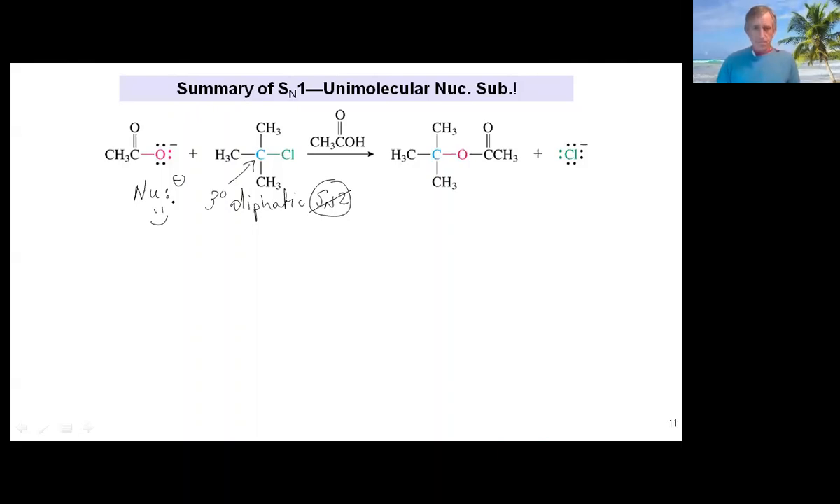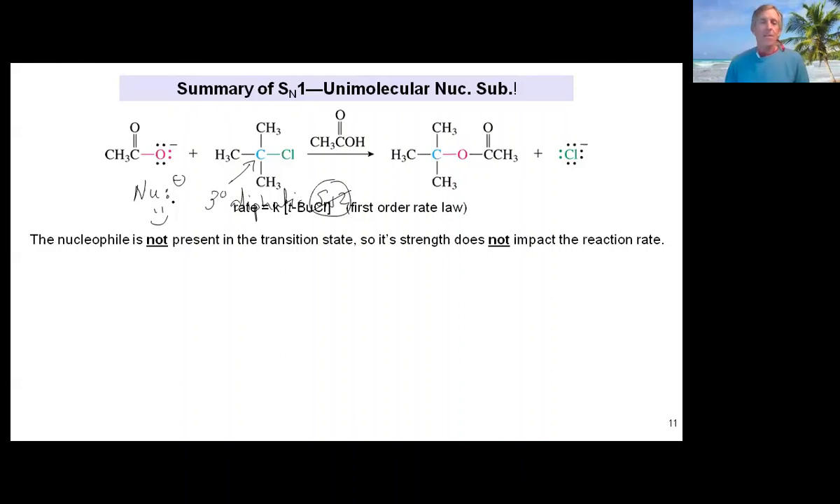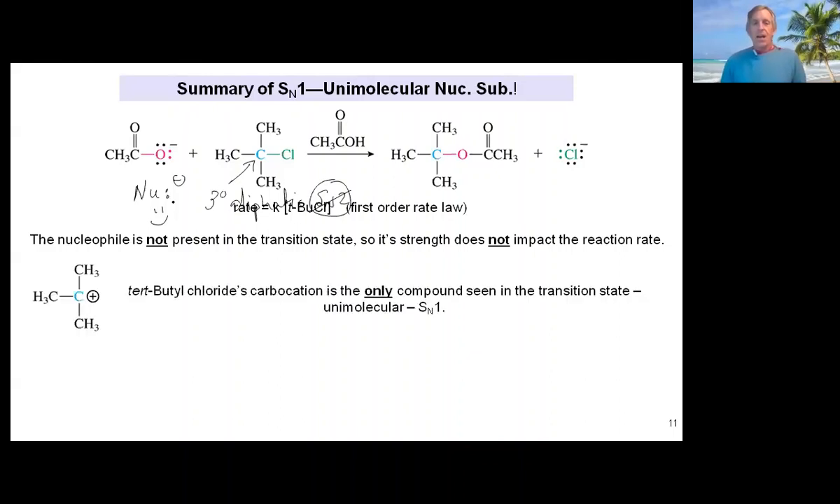Okay? So, oops, I wrote over a, that's basically our rate law hiding under there that indicates it only has that one step, slow step process of losing the leaving group. And the nucleophile is not present in the transition state, so that strength doesn't matter. Just going to reiterate that again. And in this reaction, the tert-butyl chloride's carbocation is the only compound seen in the transition state.